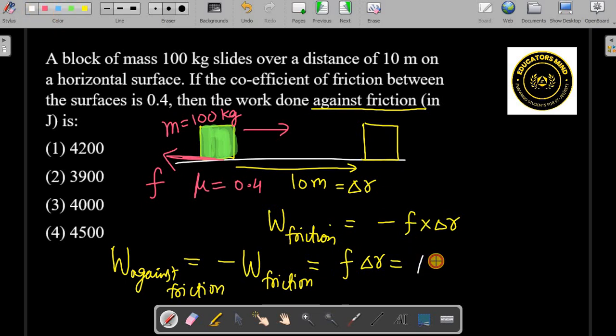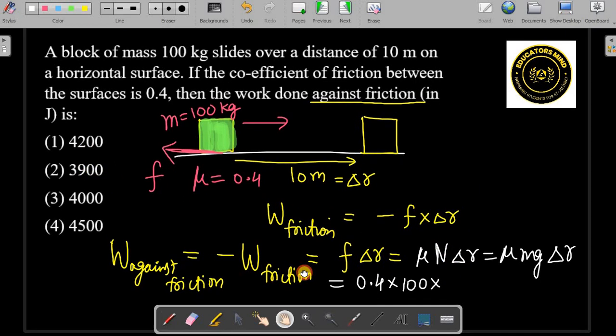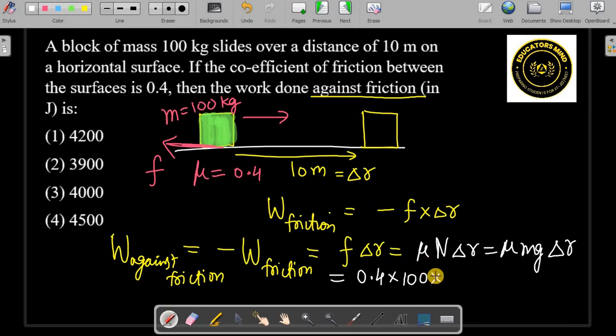Friction is mu times normal, and of course normal is equal to mg, right? So mu mg into delta r, this is what we have to calculate. So mu is given 0.4, mass is given 100. Let us take g approximately as 10. We can take that as 10, right? But the values, if you see, they are going to change. So I think we should keep it as 9.8.